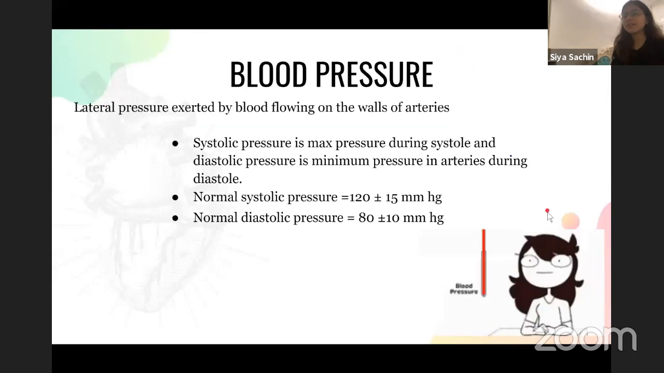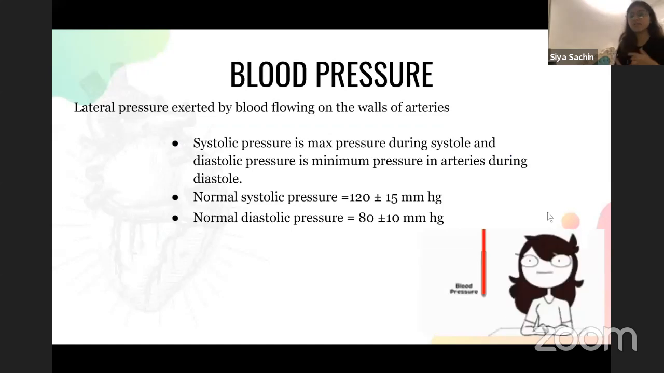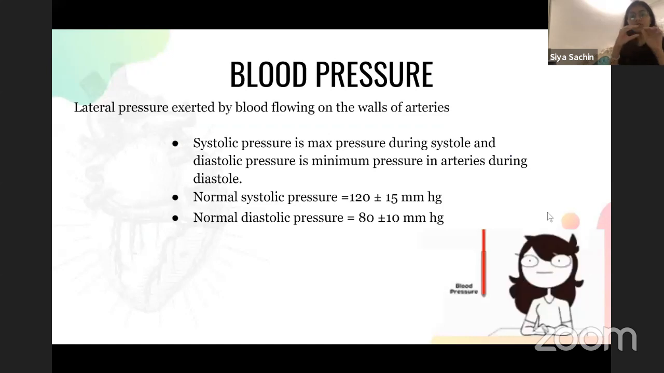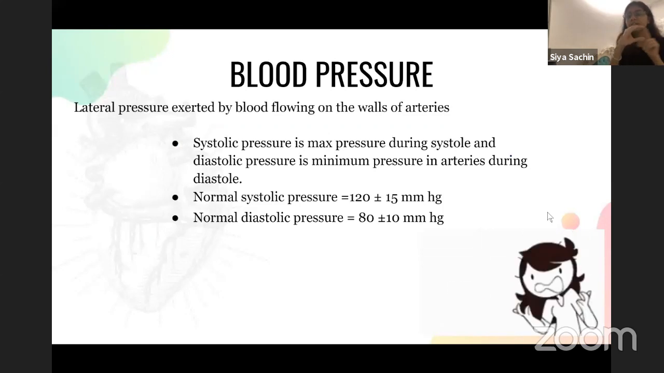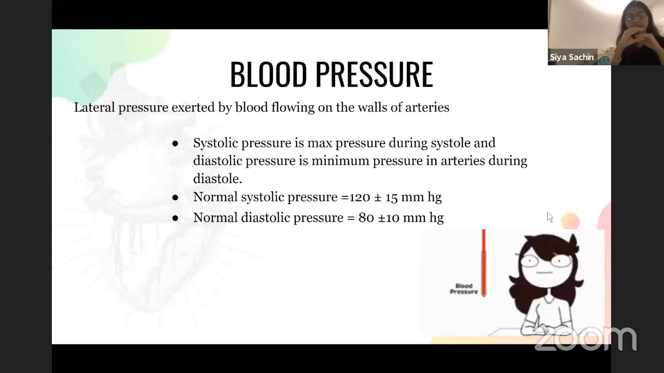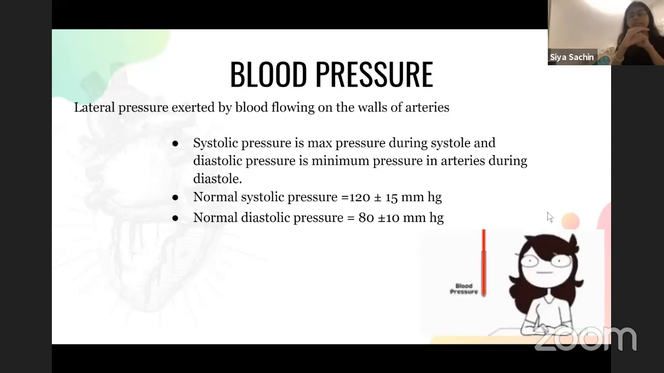So even before you join med school, I'm pretty sure most of you have come across this concept of blood pressure. You've heard this term used really often, and we're going to be discussing that in a little more detail because it is really important. So what is blood pressure? Assume these are the walls of your blood vessels. Whatever pressure the flowing blood puts upon these walls, the lateral pressure exerted by the blood flowing through the walls, is called your blood pressure.